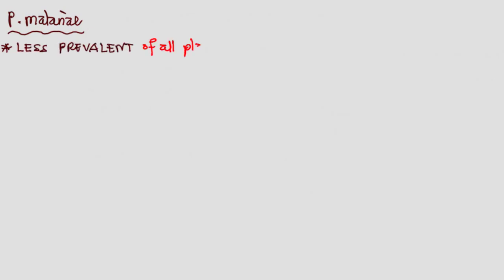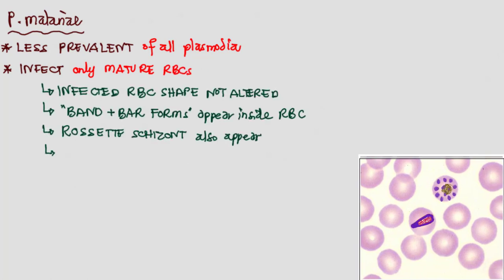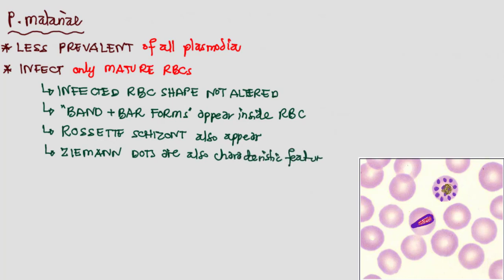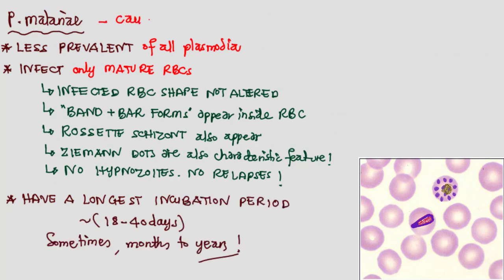Plasmodium malariae is the least prevalent of the human plasmodia. They only infect mature erythrocytes, and once infected, the red blood cell will not be changed in terms of shape. Inside the RBC, there will be formation of band and bar forms, and there is no formation of hypnozoites, therefore no relapses are expected to occur. Plasmodium malariae has the longest incubation period of about 18 to 40 days, and possibly months to years may also happen.